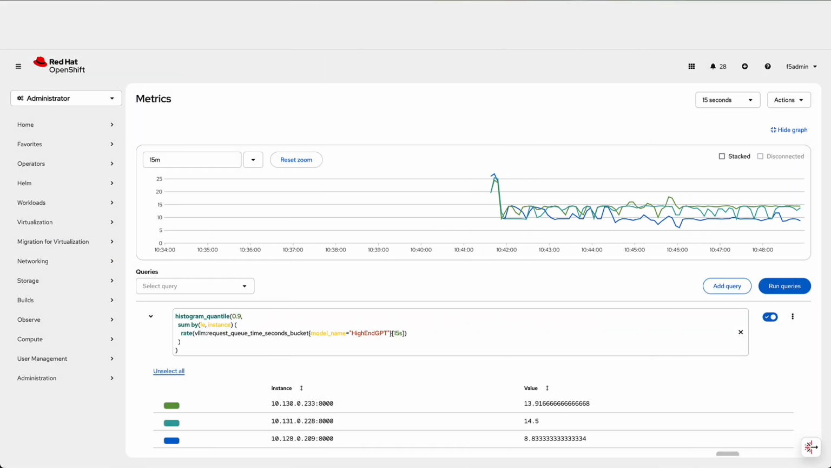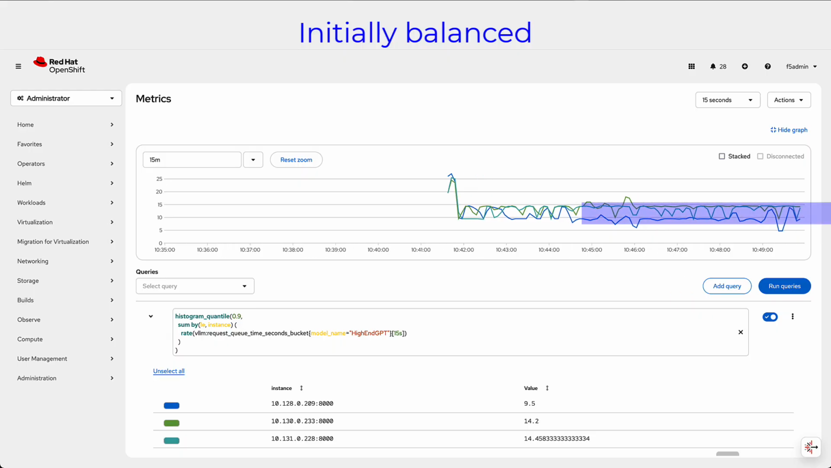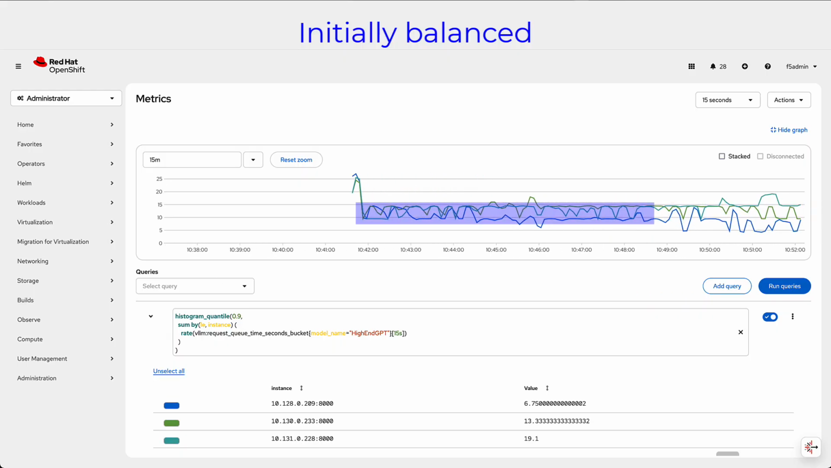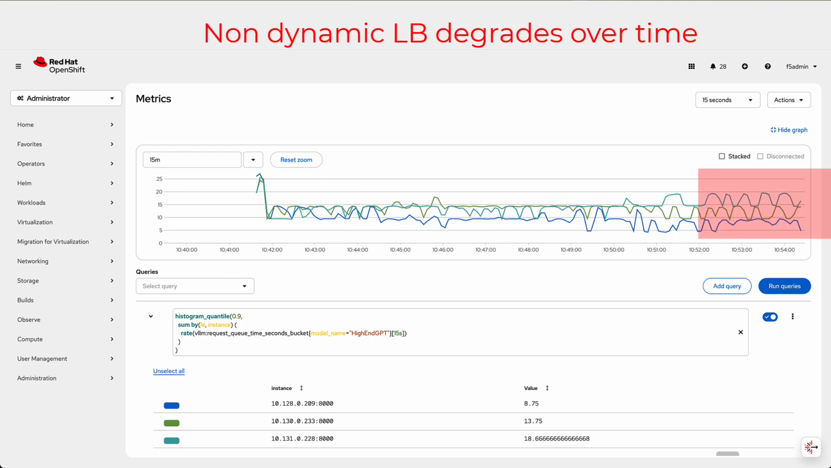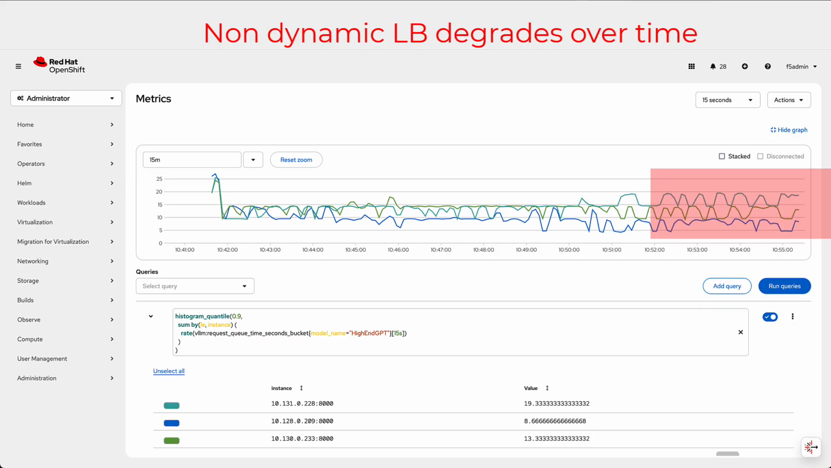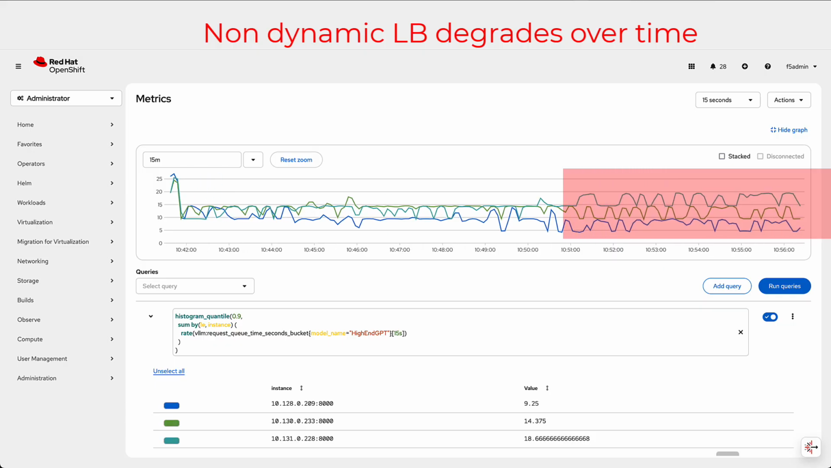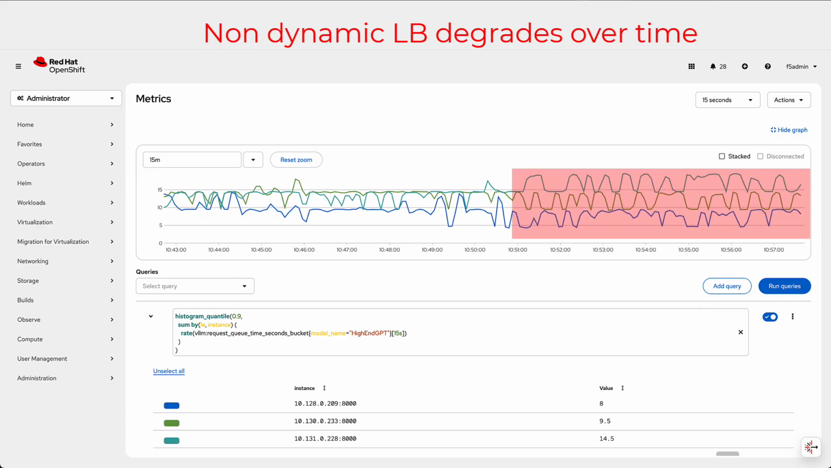To see this in practice, we start sending requests to a model using round robin. Initially, the load is spread evenly, but eventually, because some vLLM servers get busier than others, receiving equal requests just makes things worse, and eventually the load gets imbalanced, yet the same requests are sent to all vLLM servers.